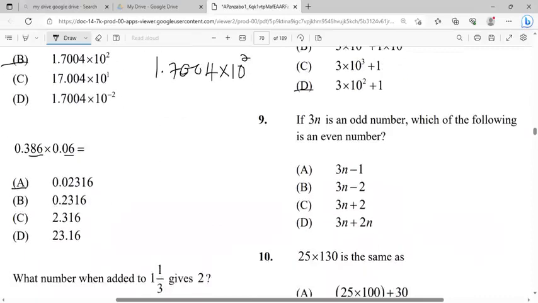If 3n is an odd number, which of the following is even? Now, this is odd. That means if you minus 1, we get even. Because you have odd, even, odd, even, odd, even.